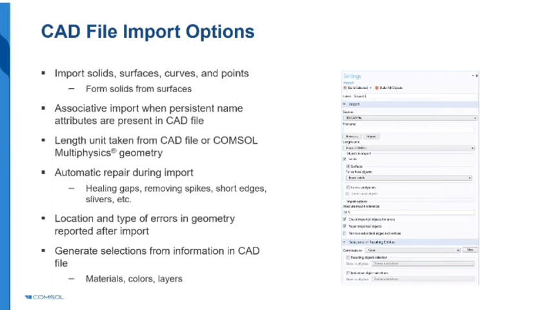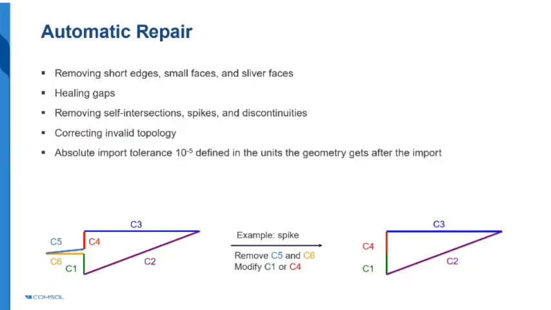At the same time, when you import any geometry, it will also show you some warnings as well as error messages, which will appear right below the import node itself. Here as well, you can generate selections from information in the CAD files, like the different selections for the materials, colors, layers, etc. All those things are also possible.